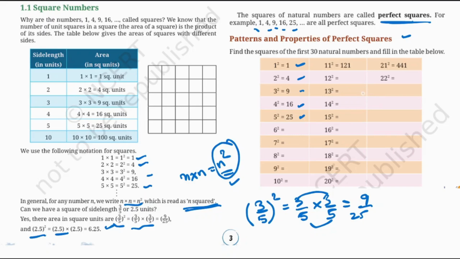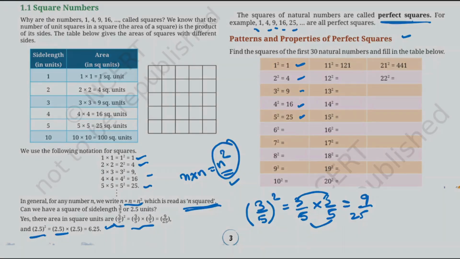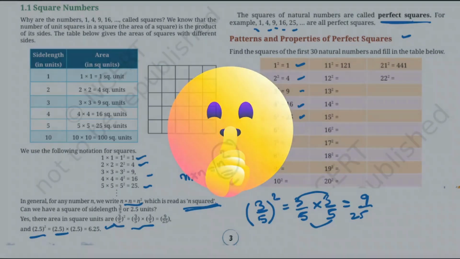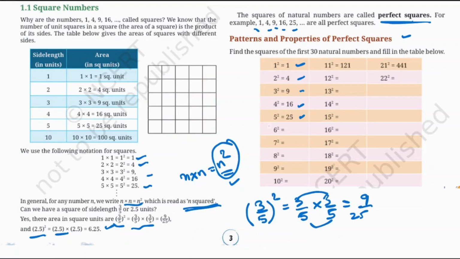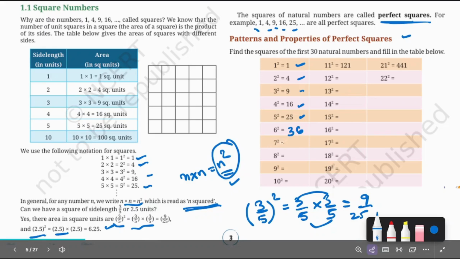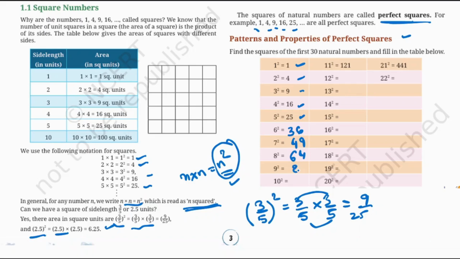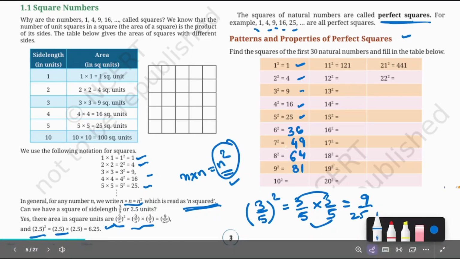Okay, fine. So start writing quietly. Started? Okay, let's start. 6 square, 36, very good. 7 square, 49. 8 square, 64. 9 square, it's 81. 10 square, it's 100.